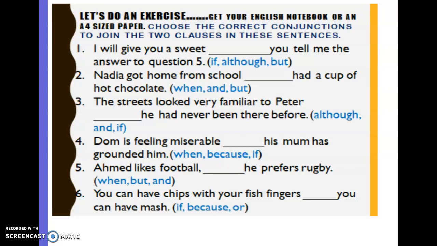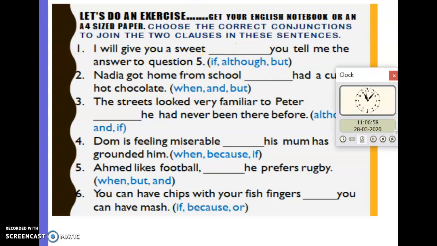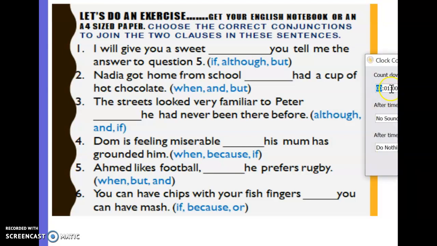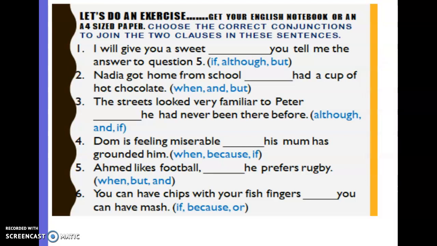Now, let's do an exercise. Okay, get your English notebook or an A4 size paper. Now you can just write the correct option. Choose the correct conjunctions to join the two clauses in these sentences. For this activity, I will give you 2 minutes. Is it okay? Because you don't have to copy the sentence, you just have to write the correct answer. Okay, and your time starts now.